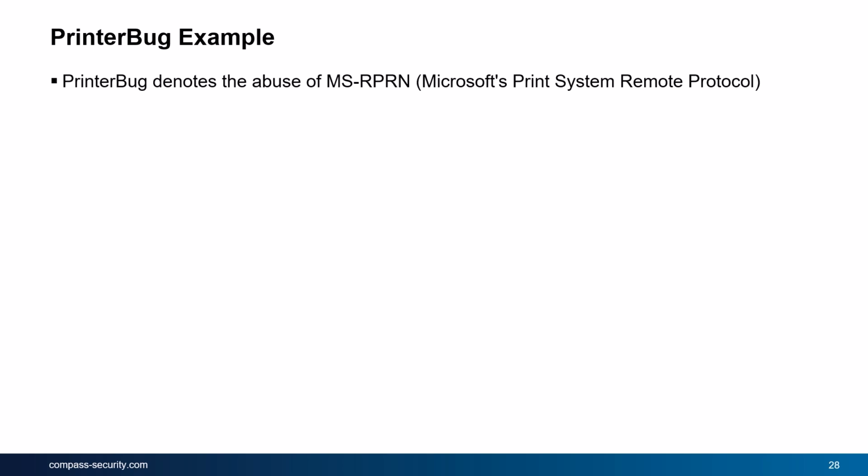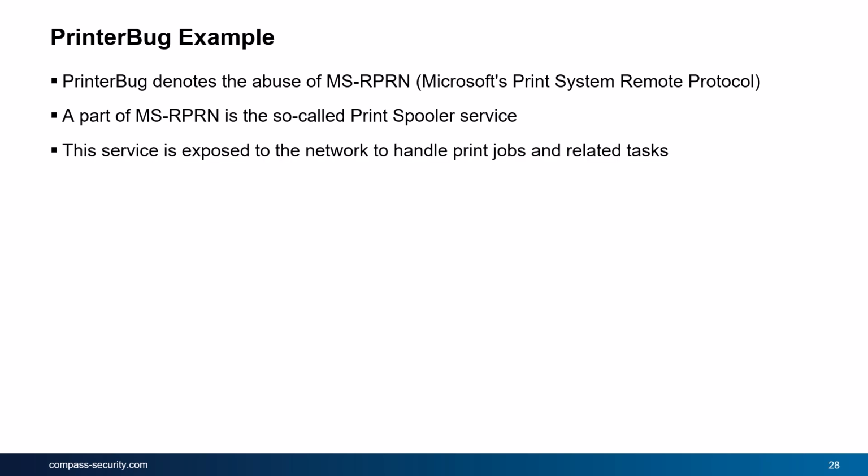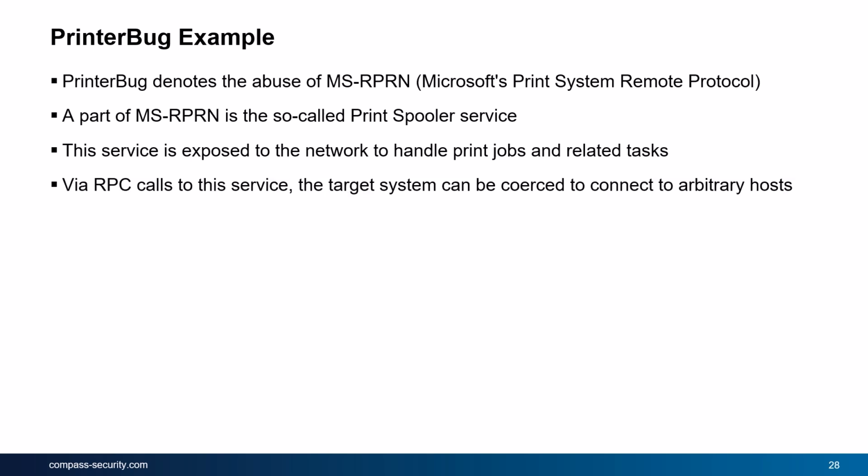The PrinterBug is essentially a feature in the Microsoft Print System Remote Protocol, and the protocol itself is part of the print spooler service. Now, if this print spooler service is exposed on the network, typically it's used to handle print jobs and tasks related to that. It can also be abused, or this PrinterBug becomes abusable. If you as an attacker make a specific RPC call to this service, you can basically force this service or the target you're connecting to to make another connection to any host of your choosing.